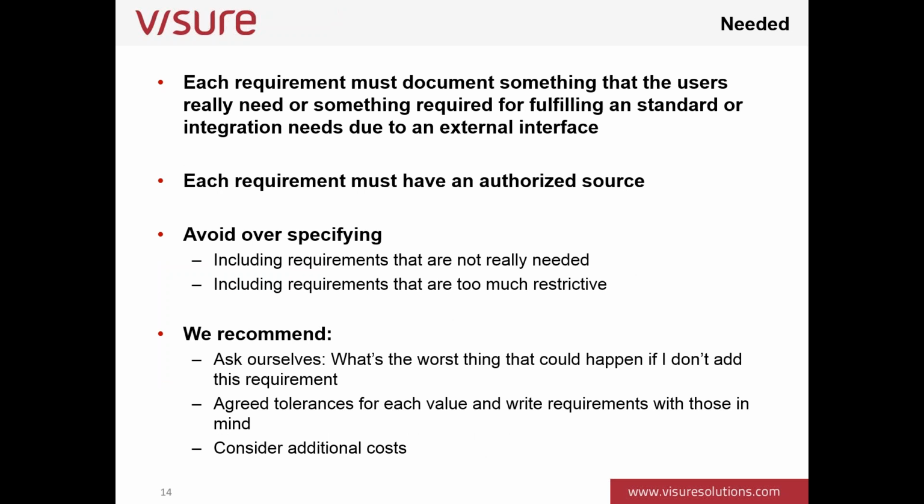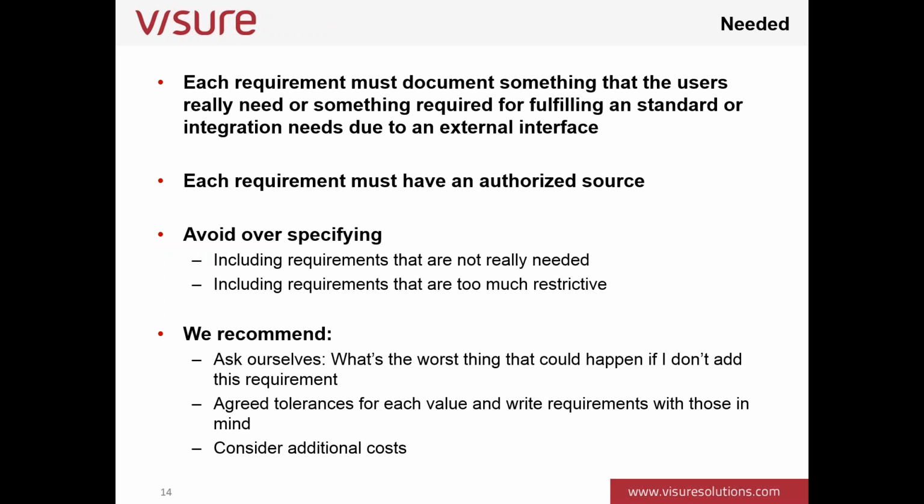The idea is to avoid over-specifying. Sometimes when the users describe the problem, we say, okay, I have in mind the solution, and I add some constraints to force that solution, and probably that's not the best thing to do. We have to analyze that we are writing down really needed requirements. Over-specification is basically including requirements that are not really needed, or requirements that are too restrictive.